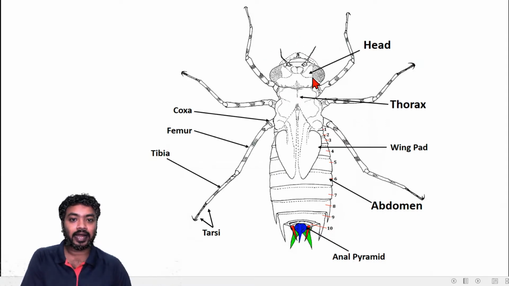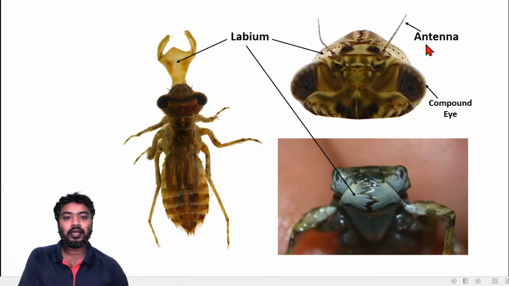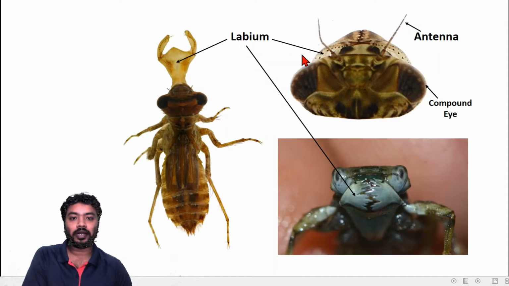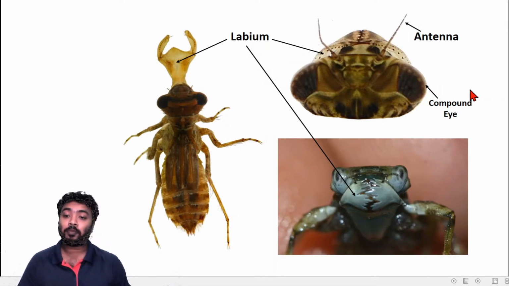So this is the head, and the lower lip is visible, not properly here, but these are the antennae, these are the eyes. Let's go to the next photograph. Here the head is much more prominently visible. These are the compound eyes, and they are very important for genus level characters, and often we can identify the genus just by seeing the shape of the eye.